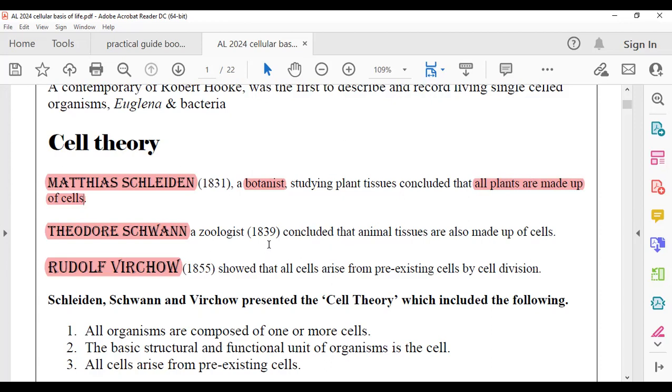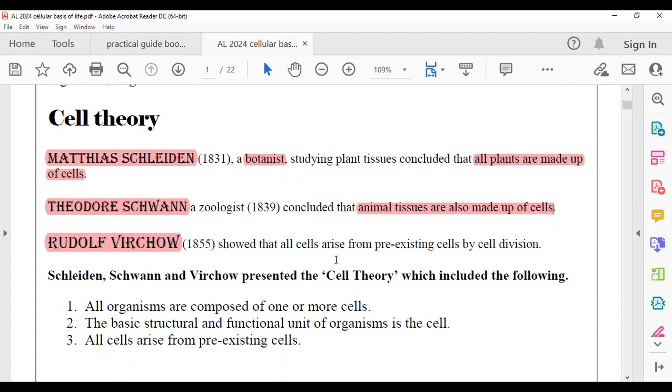Theodor Schwann, he was a zoologist. He studied the animal area and made this conclusion. What is the conclusion? Animal tissues are also made up of cells. Now see, the statements of Matthias Schleiden and Theodor Schwann are not looking alike. Theodor Schwann says animal tissues are made up of cells. Matthias Schleiden says all plants are made up of cells. Correct?